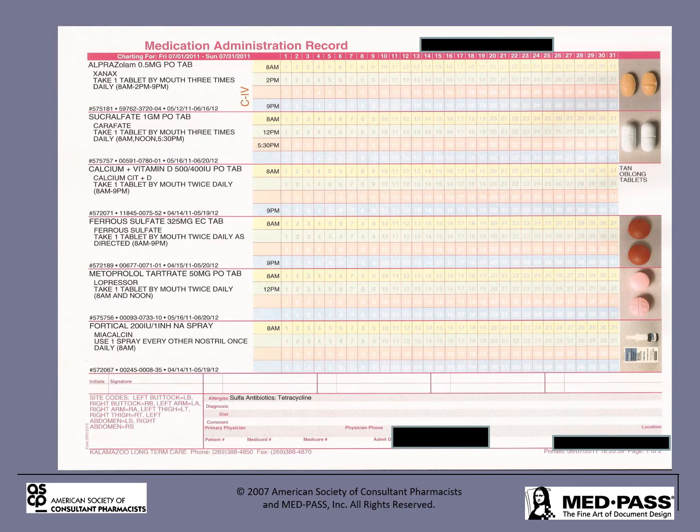Here is an example of what a paper MAR or medication administration record looks like. It will show the name of the medication, the directions, the times when those are supposed to be administered, and then as long as it is available in our system, it will also have an image of the medication.